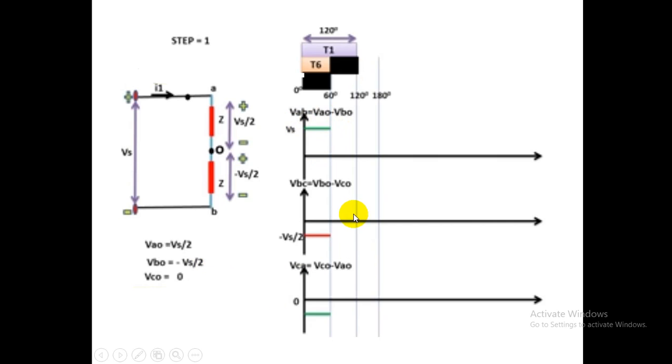And when we see the VBC, it is also calculated in the same manner, that is VBO minus VCO. VCO is already 0, so the VBO will come here, that is minus Vs by 2. Then VCA also has a value, because it is a line voltage calculated between the two lines C and A. Though the C phase is not participating in the operation, the line voltage still exists. When you calculate it, VCO is 0 minus Vs by 2, meaning we get minus Vs by 2 line voltage for the VCA.